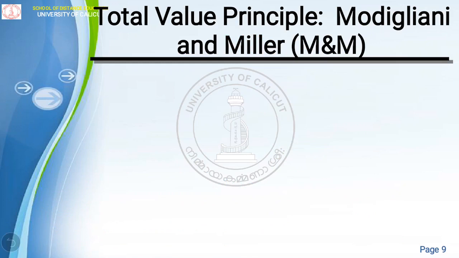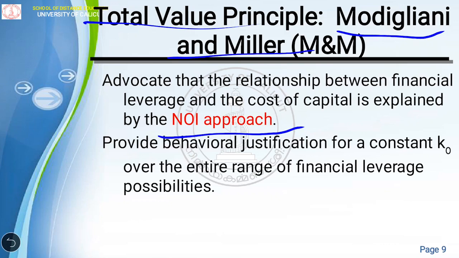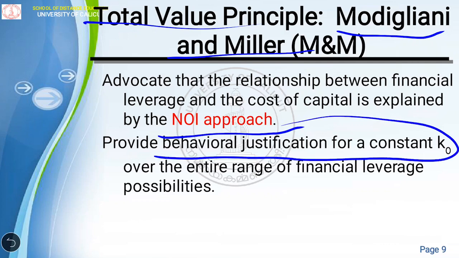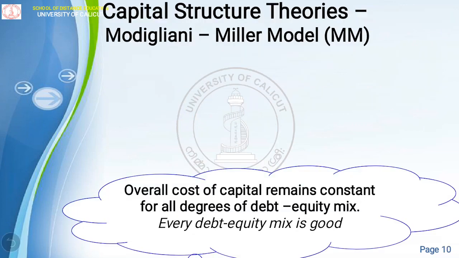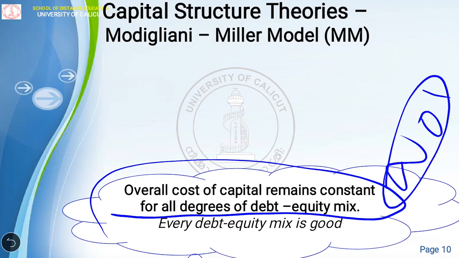Then our fourth approach is the total value principle, or Modigliani and Miller approach. The Modigliani and Miller approach is similar to the net operating income approach. What the net operating income approach says is that there is no relation between the value of the firm and the cost of capital. So it provides behavioral justification for the constant cost of capital over the entire range of financial leverage possibilities. Here he says that overall cost of capital remains constant for all degrees of debt equity mix, the same as in the net operating income approach. So this theory is explained by Modigliani and Miller.